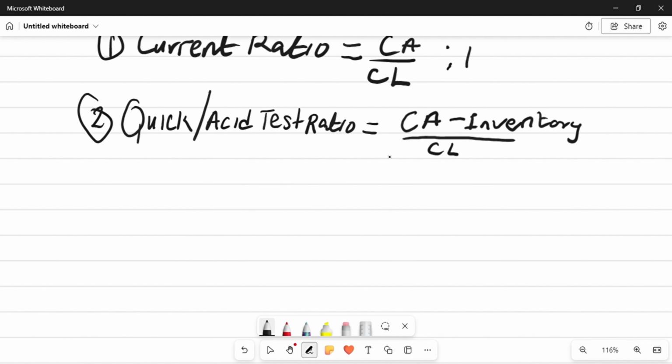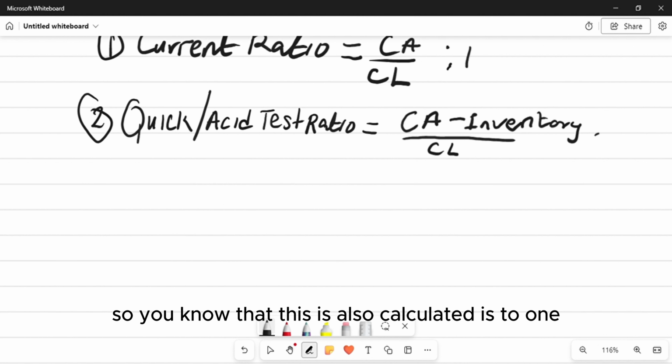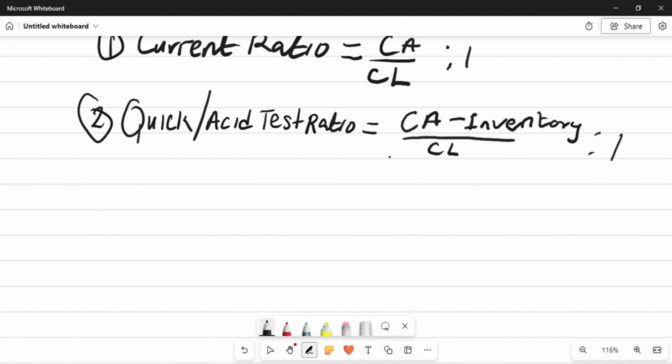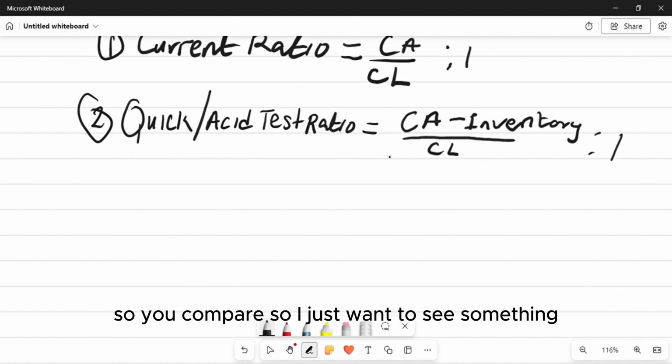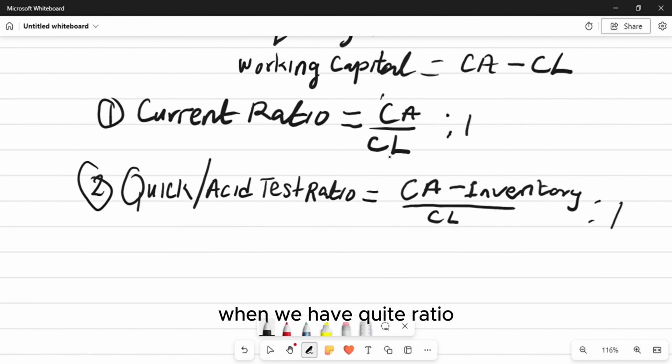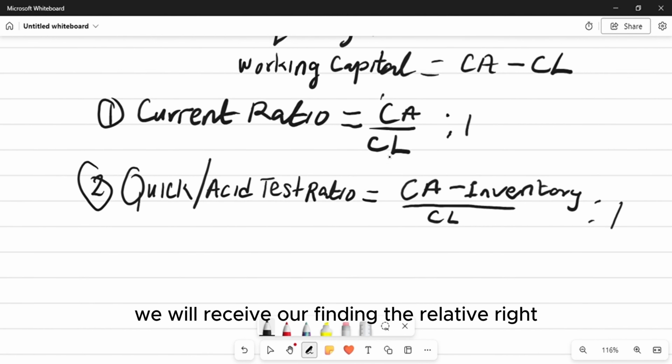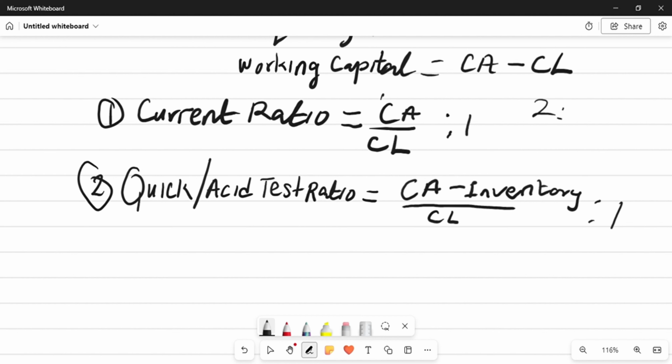So you know that this is also calculated as a ratio to 1, and for this there's no appropriate benchmark. Like I said, ratio analysis is done relatively, so you compare. I also want to say something. When we have current ratio, remember we say we are finding the relative, right? Apart from that relative sense, the benchmark for current ratio is 2 is to 1, right? So 2 is to 1.